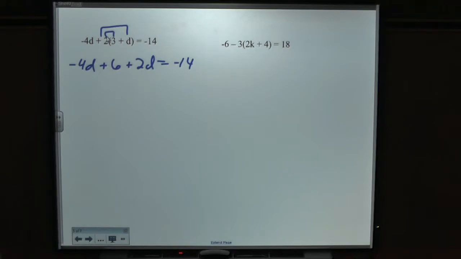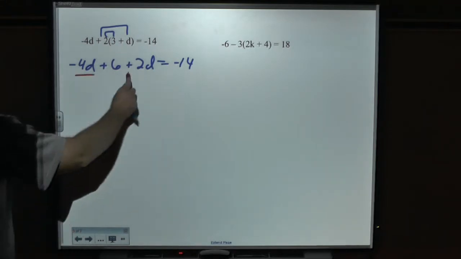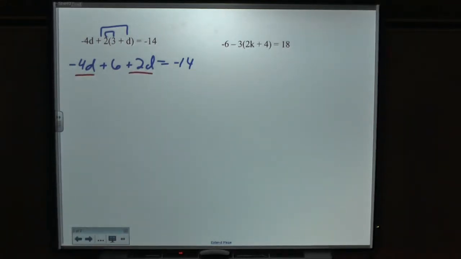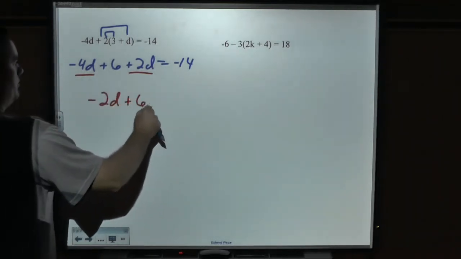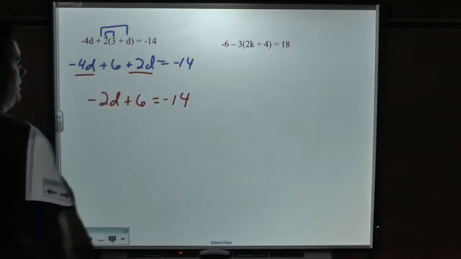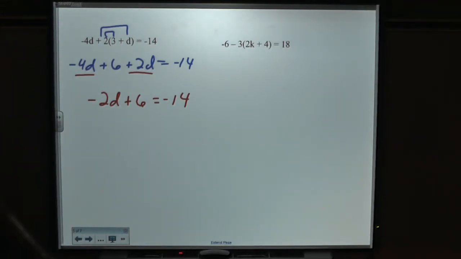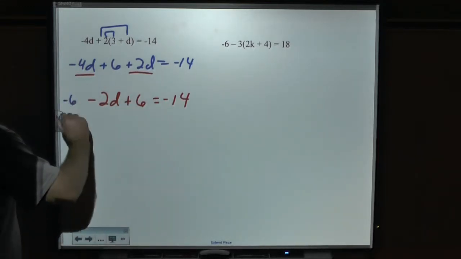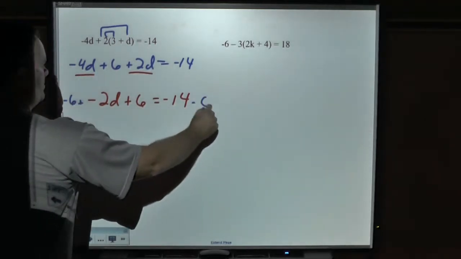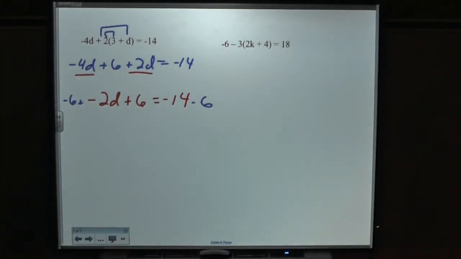Now, as we've talked about before, anytime you can combine like terms that are on the same side of an equation, do it. Well, we've got negative 4d and a positive 2d. Combine those to negative 2d. Plus 6 is equal to negative 14. At this time, you're down to a 2-step equation again. So anything being added or subtracted to the variable has to be moved first. So you're going to get rid of that 6. Add the opposite of 6, which is a negative 6, to both sides.